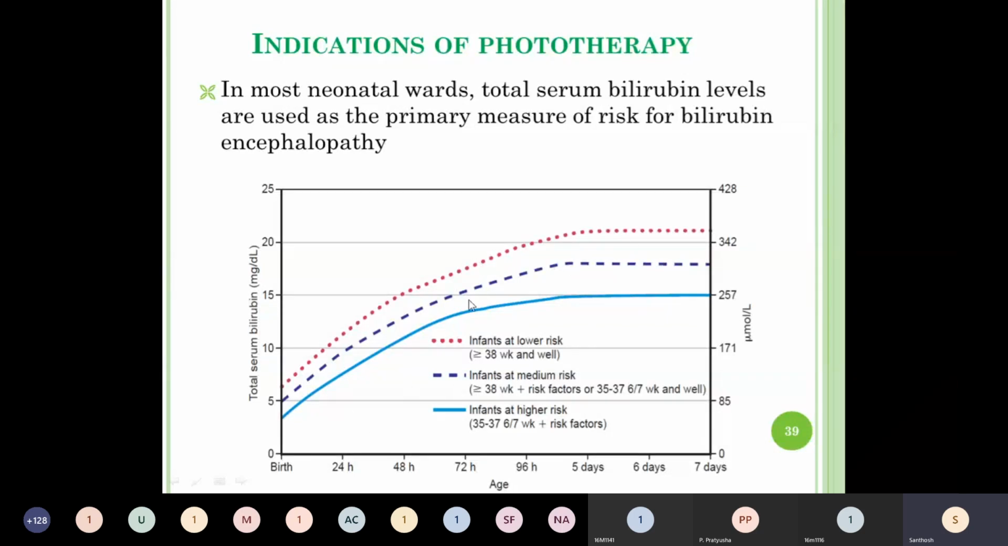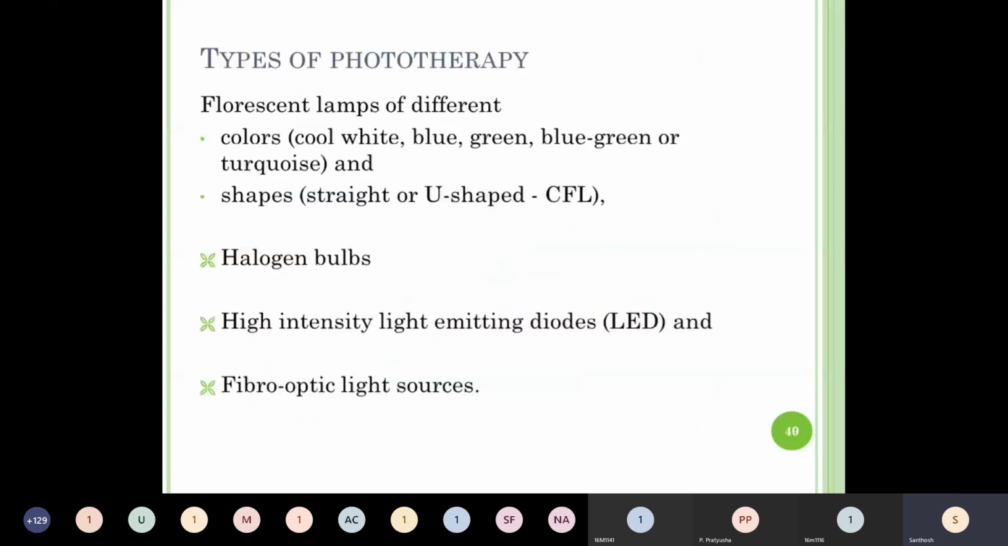This is for infants at medium risk, that is, more than 38 weeks with risk factors. What are the risk factors? I already told you: immune hemolytic anemia, G6PD deficiency, sepsis, acidosis, albumin levels. These are all the risk factors. Or if the babies are between 35 to 37 weeks and they are well babies, they also come under medium risk. Infants at higher risk are 35 to 37 week babies with risk factors. So the level at which treatment is started, the bilirubin level, is very low in these babies.